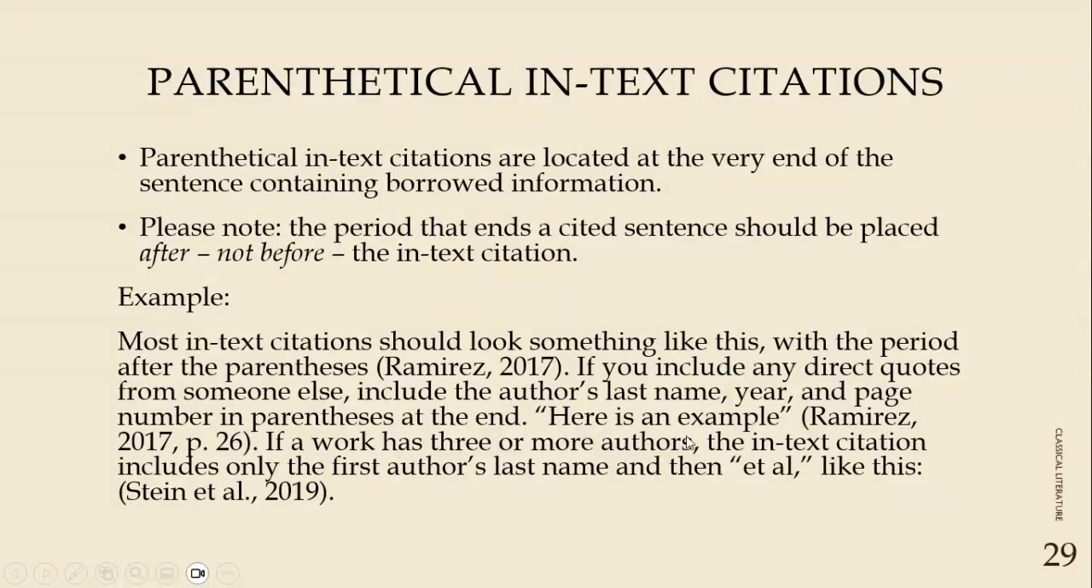If a work has 3 or more authors, the in-text citation includes only the first author's last name, and then et al. Like this. Just like we talked about in the last slide, we have Stein et al. period, comma, 2019. Then the period that terminates the sentence will go after the citation, not before it.